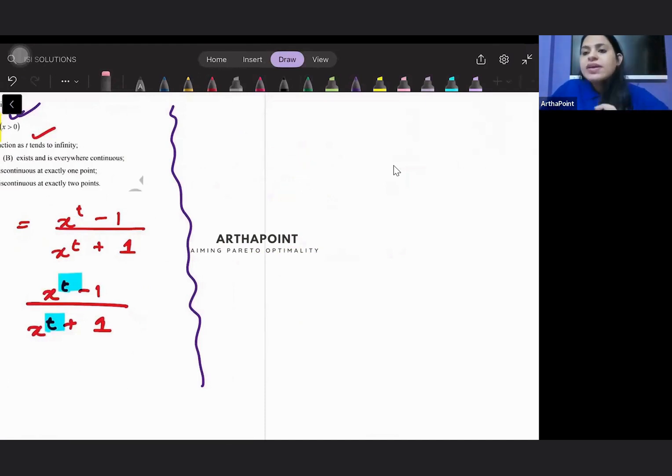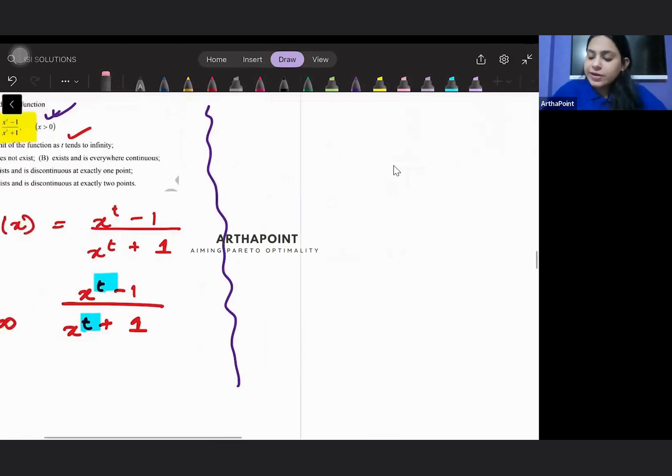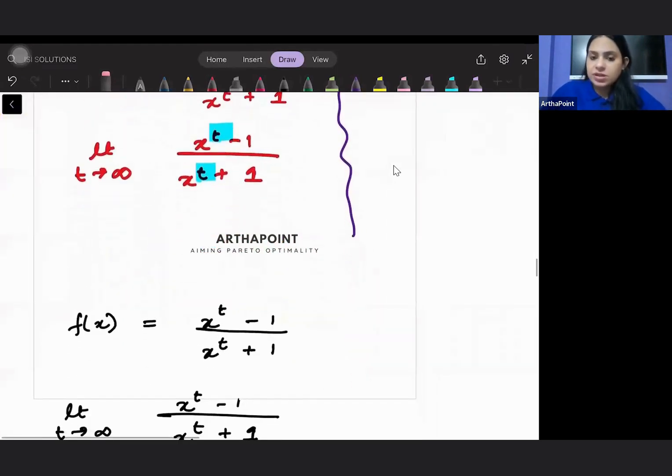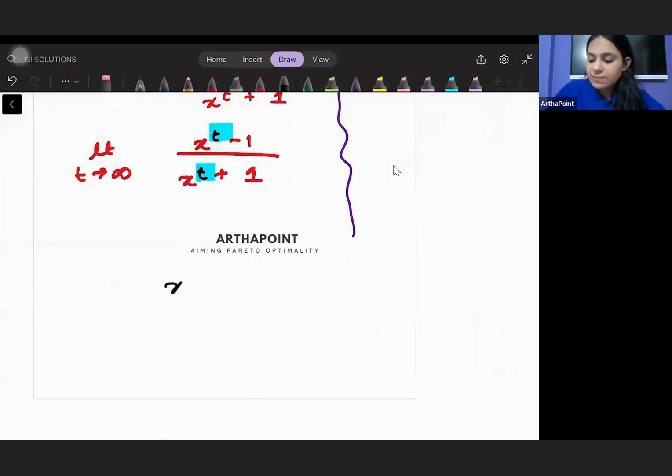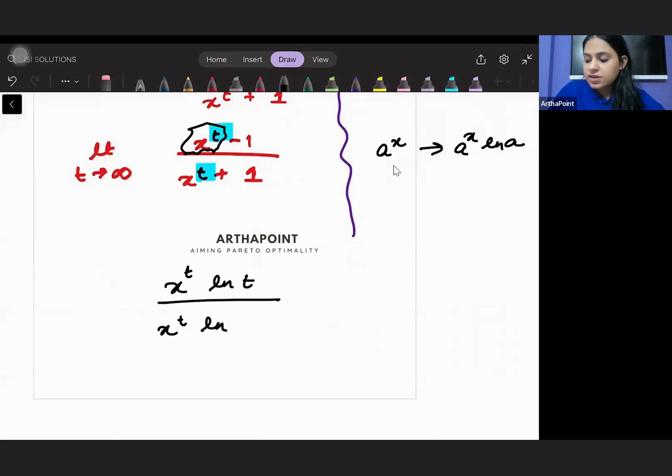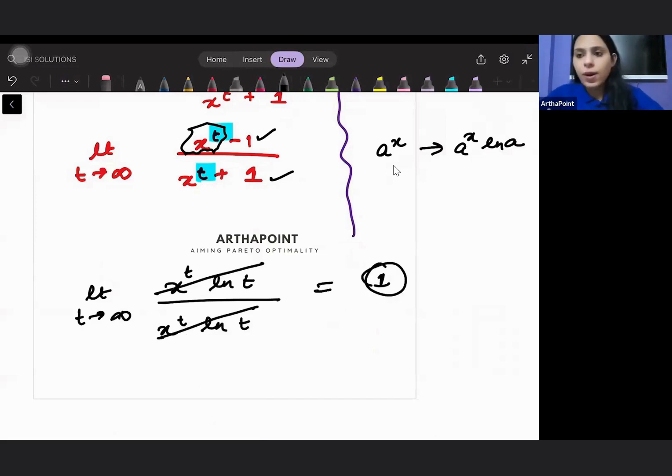Because I will be getting some form which is not defined, I will be using L'Hopital's rule. The differentiation of a to the power x with respect to x is a to the power x ln a. Here I need to differentiate with respect to t. So x to the power t ln x upon x to the power t ln x. Differentiation of the constants will be 0. Limit t tends to infinity. This and this will cancel out and I will get the answer as 1.